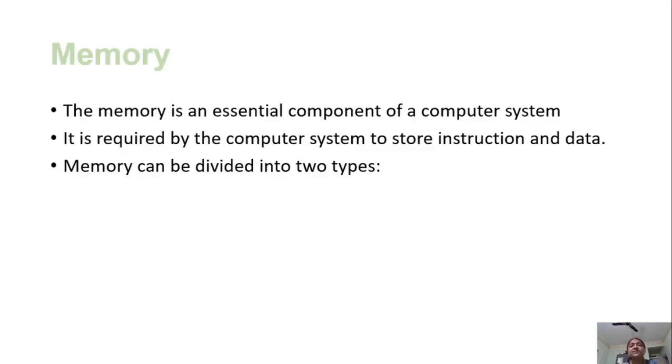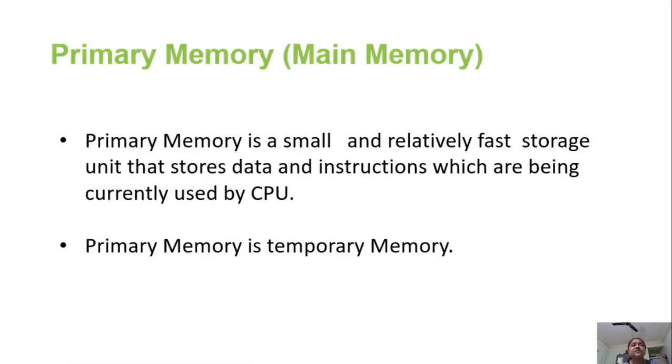Memory. The memory is an essential component of a computer system. It is required by the computer system to store instructions and data. Memory can be divided into two types: primary memory and secondary memory. Primary memory, that is main memory. Primary memory is a small and relatively fast storage unit that stores data and instructions which are being currently used by the CPU. Primary memory is temporary memory, also called volatile memory.